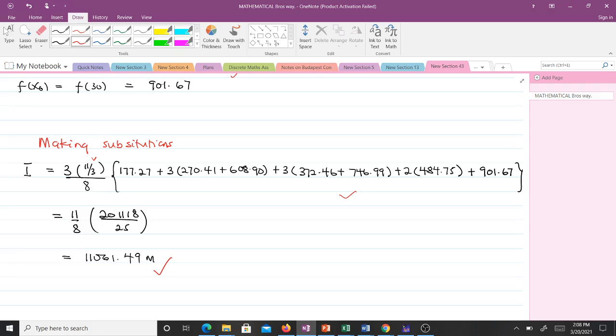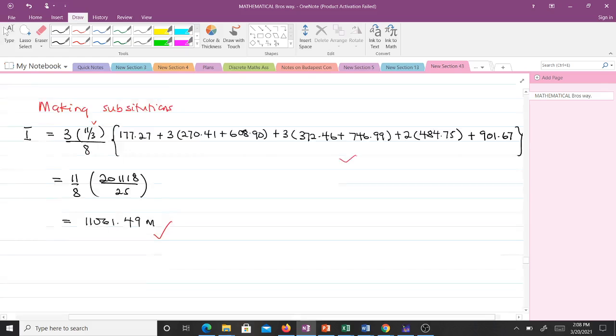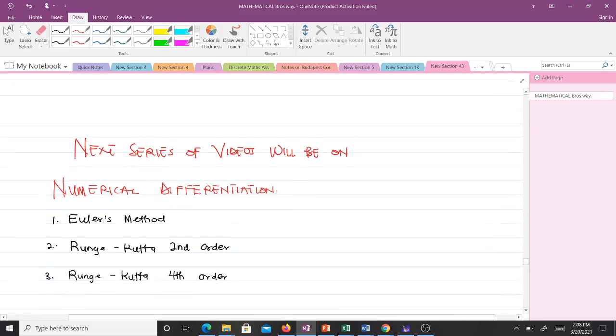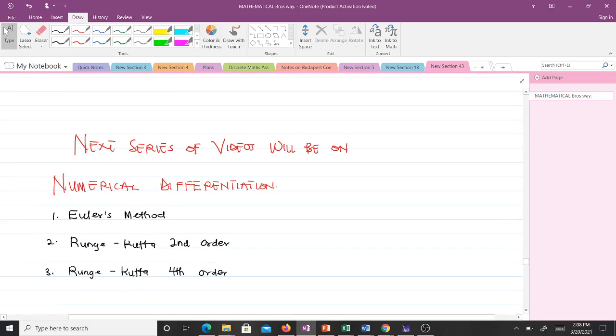Okay, so we have discussed 3 methods for numerical integration: the trapezium rule, the Simpson's 1/3, and Simpson's 3/8. So in our next series of videos, we will also discuss numerical differentiation. So we will talk about Euler's method, the Runge-Kutta second order, and the Runge-Kutta fourth order.